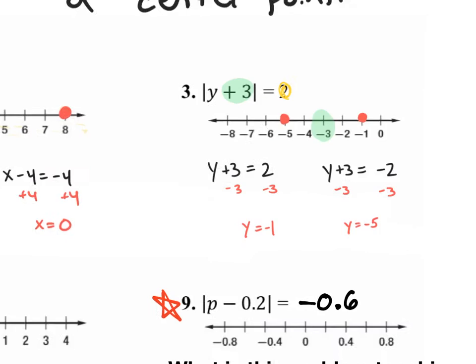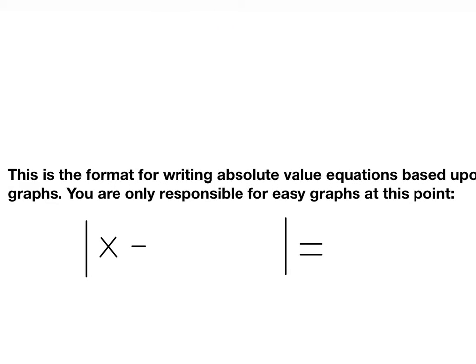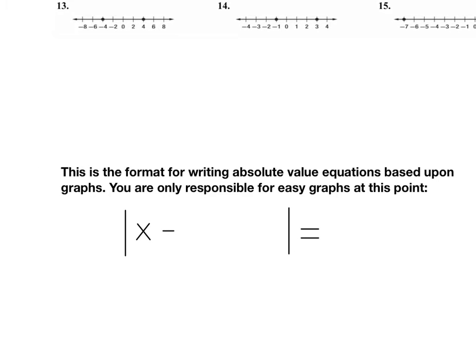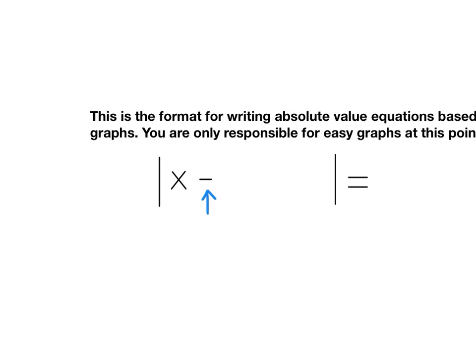So the way absolute values work, so we'll come down here, is this. This is the format for writing absolute value equations based upon graphs. And we're only going to be looking at easy graphs so far. This formula works on the easy setups. But we talked about that concept of where the number in the middle is the opposite of what you might expect. And that's because this formula brings its own negative sign. All right? So that's what causes things to appear as opposites. It actually has nothing to do with the fact that we're dealing with absolute values.